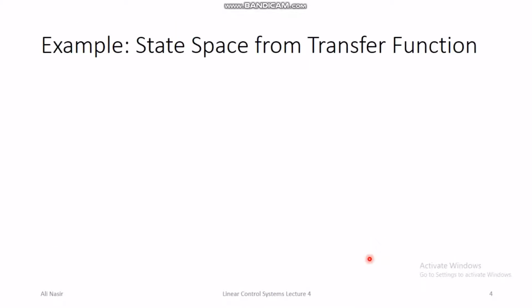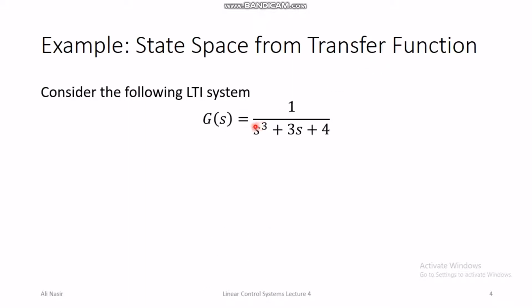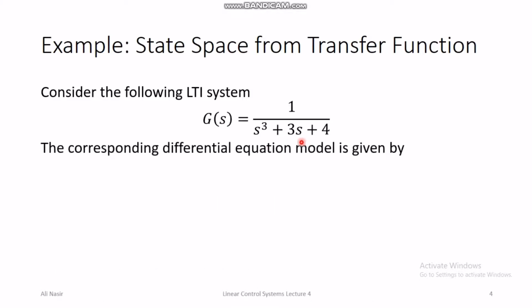Then let's look at some examples of how we can develop a state space model from the transfer function. So consider the following LTI system. This is the third order transfer function 1 over s cube plus 3s plus 4, and now the corresponding differential equation. In order to find the state space, you don't have to convert it into a differential equation, but because I'm trying to teach you how the state space works, or how you can develop a state space model from scratch, it is more instructive to convert this into a differential equation.